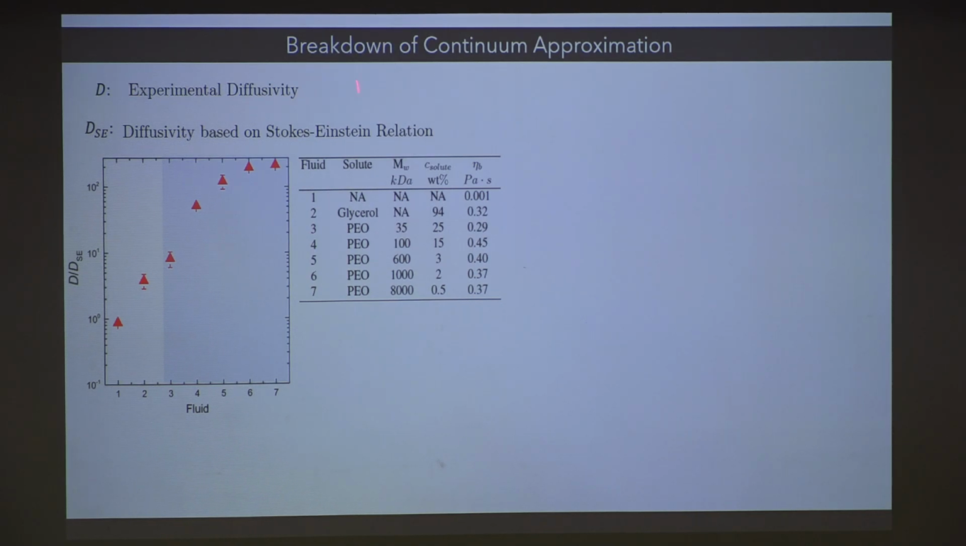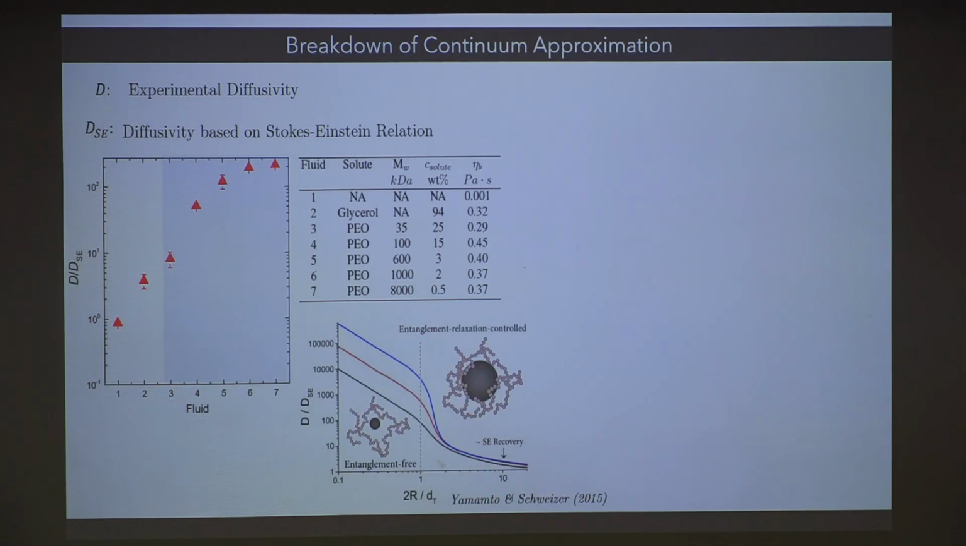So this is what we call the breakdown of the continuum approximation, which makes sense because it has been proposed earlier that if you look at nanoparticle diffusion in a polymeric solution, unless the particle size is big enough to experience the polymeric environment as a continuum, we will not get the Stokes-Einstein diffusivity. So if the particle size is smaller than the polymer length scale, the particle will not experience the polymer as a continuum, rather it will move freely through the gaps and will experience a diffusivity much higher than what Stokes-Einstein can predict.